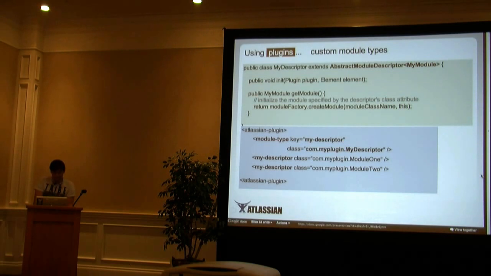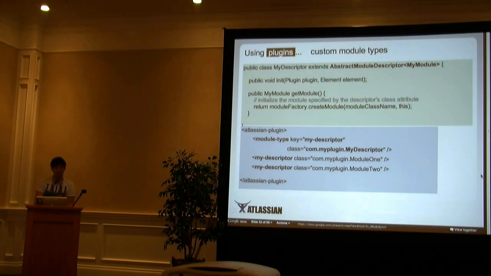And it's really that easy. So when you look at the Atlassian plugin XML file down the bottom, the only other thing you have to do to get these custom module types working is to use the module type module to give the plugin system the location of your descriptor. So that just involves writing a little module type element, giving it a key, and giving it the class of your descriptor.